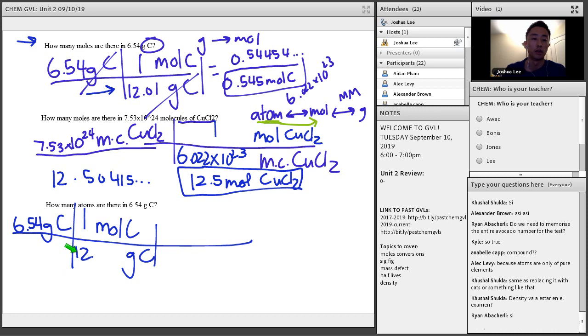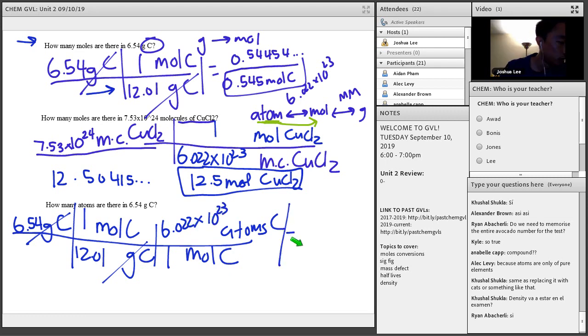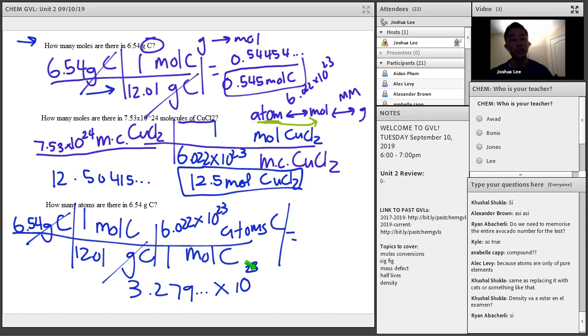So 12.01 grams of carbon cancel out. Then I have to get rid of moles of carbon so that I could go to atoms of carbon. So for every 1 mole of carbon, there's 6.022 times 10 to the 23rd. And that eventually gets you 3.279 dot dot dot times 10 to the 23rd. And with the correct number of sig figs, you need 3. So my answer is 3.28 times 10 to the 23rd atoms of carbon.